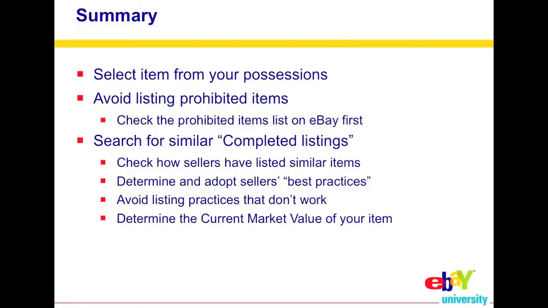To summarize this section, we talked about selecting an item from your possessions, making it something easy to sell, possibly branded. Avoid listing prohibited items, so check the prohibited item list on eBay first. Search for similar completed items, so check how sellers have listed their items before, determine and adopt selling best practices, avoid listing practices that don't work, and determine the current market value for your item.